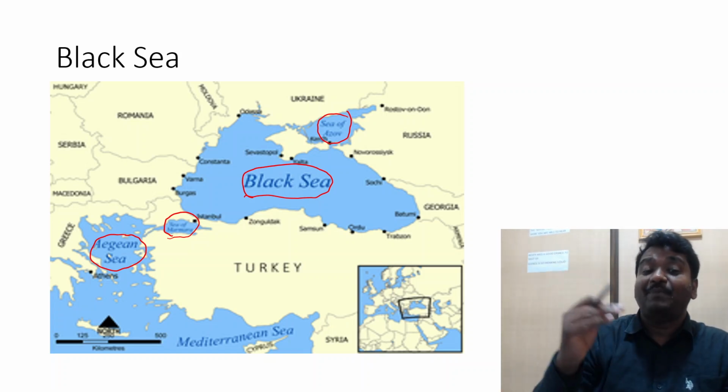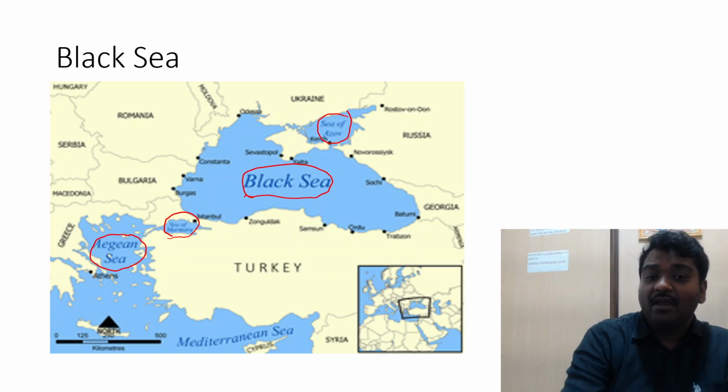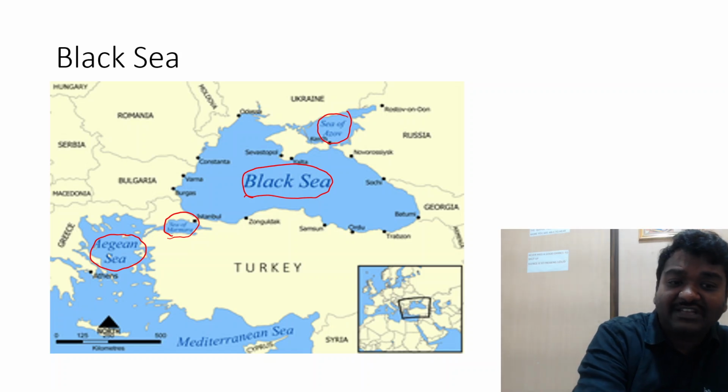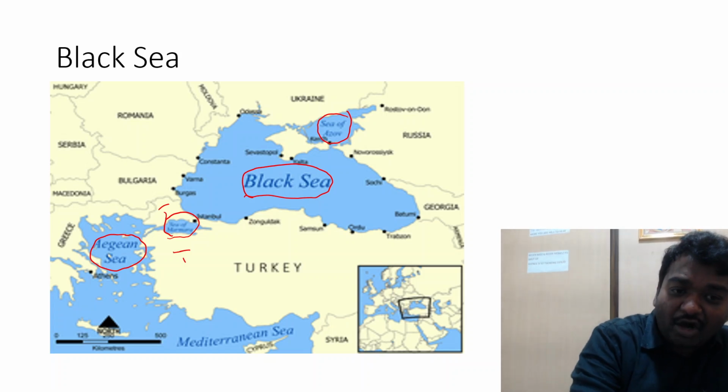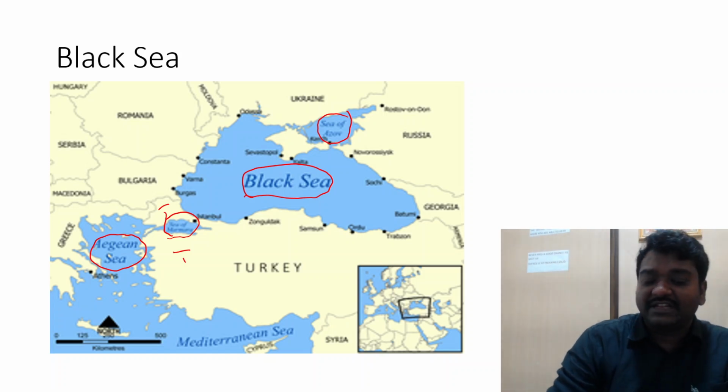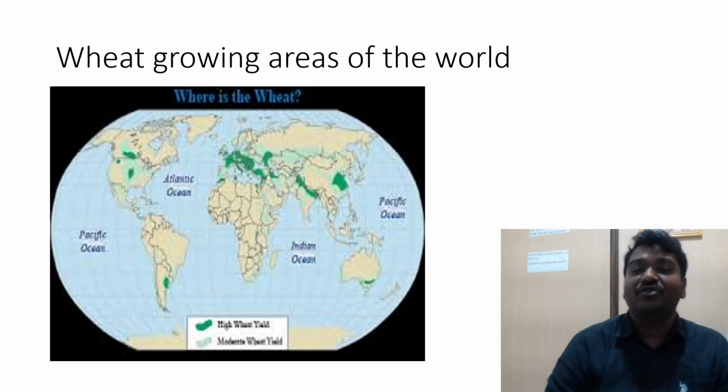So how are you able to come from the Black Sea? From the Black Sea to the Sea of Marmara to the Aegean. This is Turkey, this is Turkey. On both sides of the Sea of Marmara, you have Turkey. That's why that area is very, very important for you.